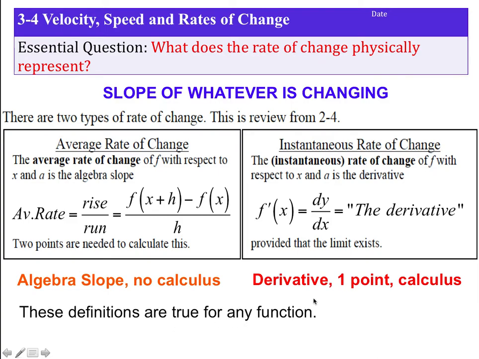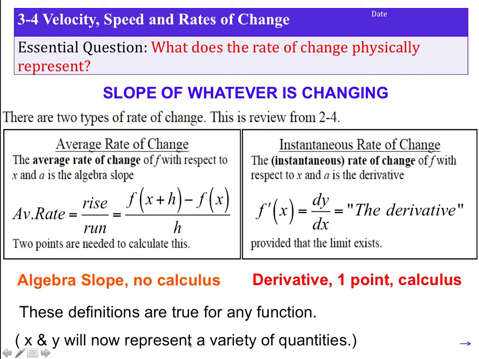So when we talk about the slope of whatever is changing in relationship to the term rate, a lot of times we think of a rate as with respect to time. And a lot of times they are, especially when we're talking about velocity. But really, we can talk about the rate of anything changing with respect to any variable. So for x and y, we're going to represent the x and y quantities with a variety of descriptors. And I'll get more into that as we go through this presentation.